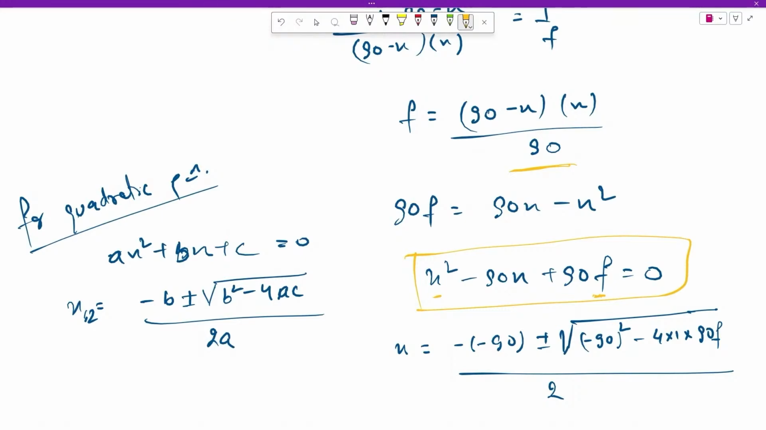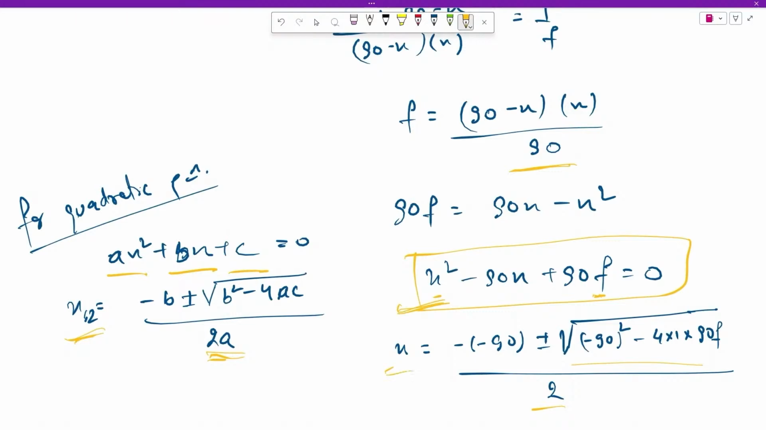For a quadratic equation ax square plus bx plus c, we know that the solutions are given by minus b plus minus root under b square minus 4ac, by 2a. So using these coefficients, we can write the solution for this equation as x equals minus of minus 90 plus minus under root of (minus 90) whole square minus 4 times 1 times 90f, by 2. One solution will contain plus of this determinant, and another solution will contain minus of this determinant.